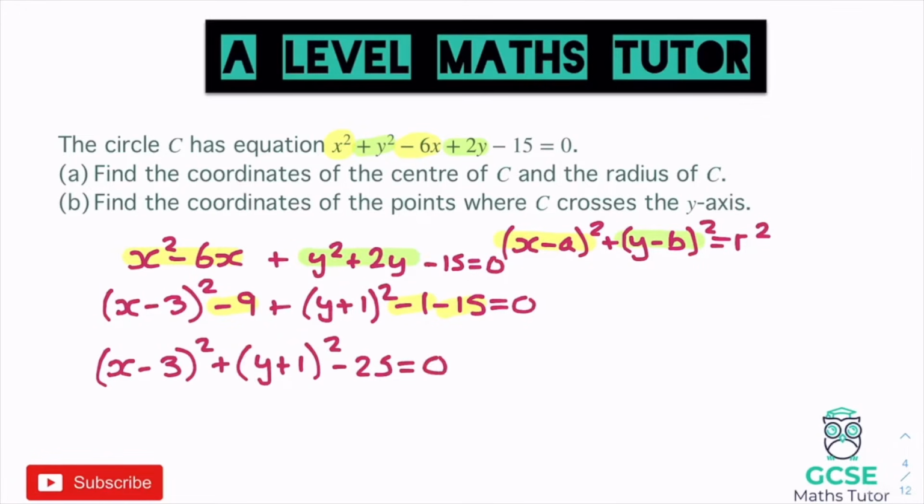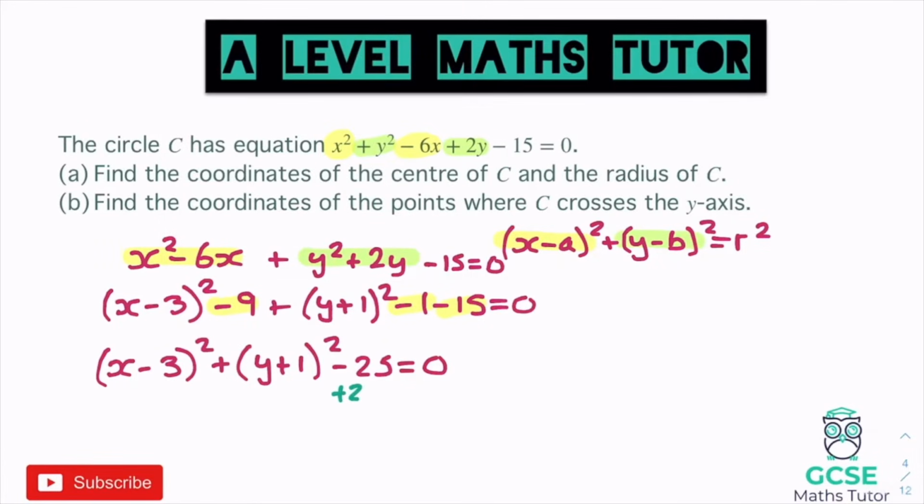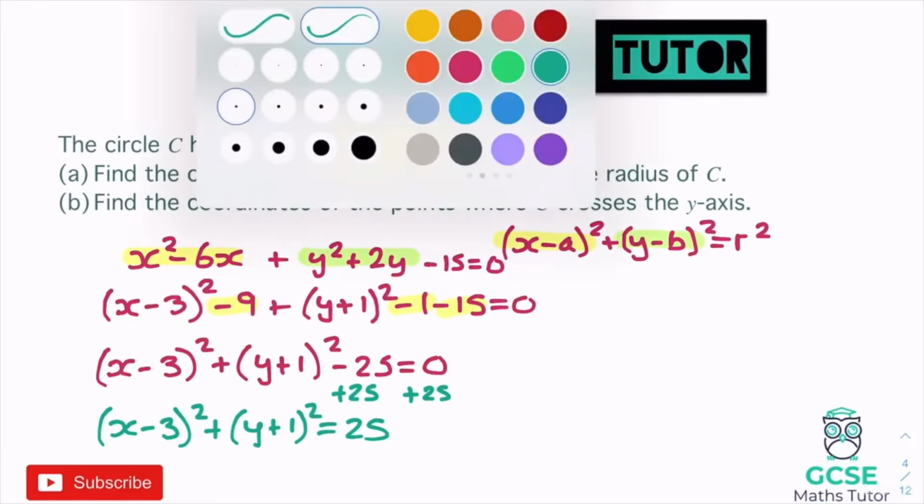Just to finish this off, we need to move that 25 over to the other side, and that'll get it into the equation of a circle, the format that we've looked at throughout the video. So if we add 25 to the other side, we can then get the centre and the radius from that. We've got x minus 3 in brackets squared plus y plus 1 in brackets squared, and that equals 25. From there we can get the coordinates of the centre, and we can also get the radius.